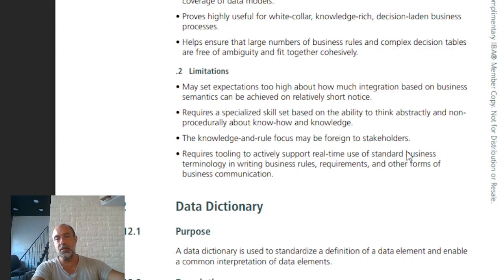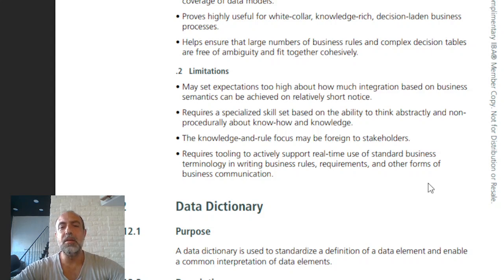What are the limitations? May set expectations too high about how much integration based on business semantics can be achieved on relatively short notice. Hey, I didn't like the "may" part, but anyways, it requires a specialized skill set based on the ability to think abstractly. Yeah, it's not a limitation. But you kind of need people who know how they're thinking about it, or how they're approaching it, or are at the very least aware of where they are within the current approach.